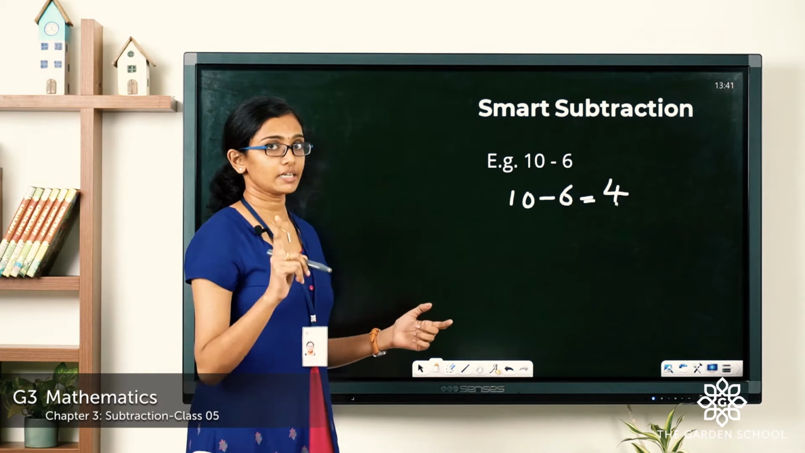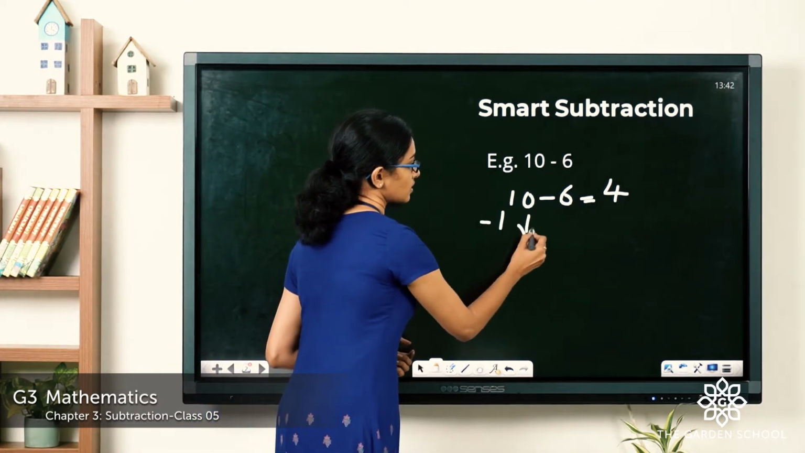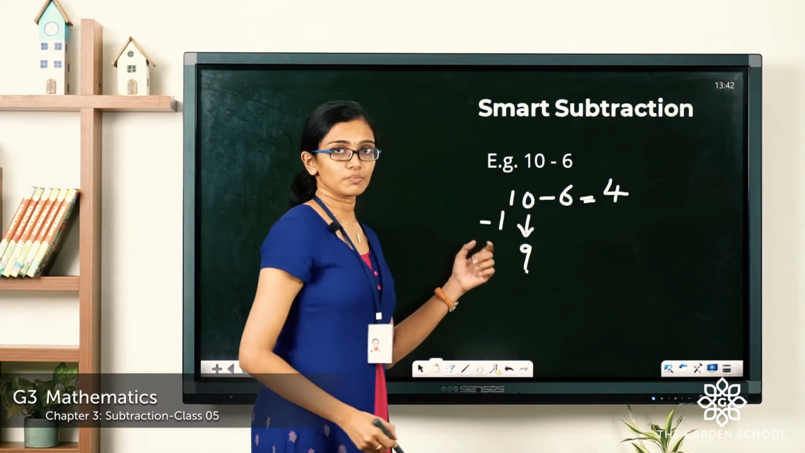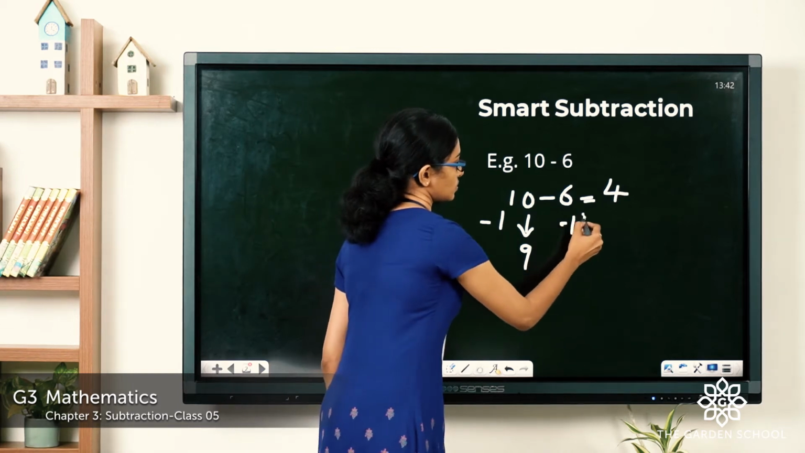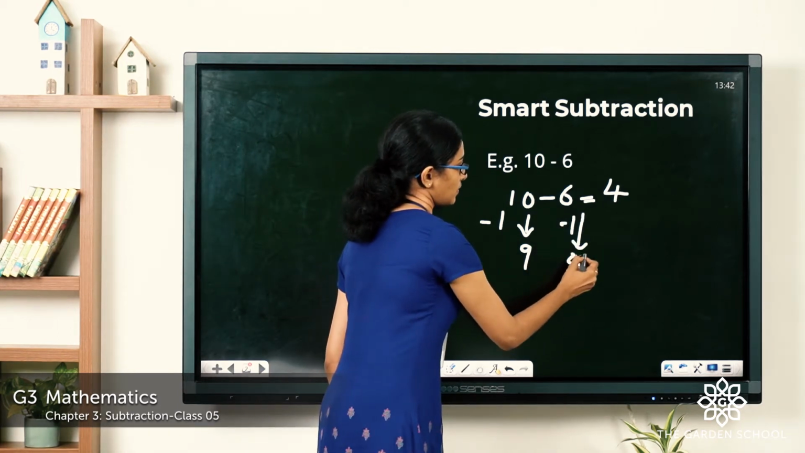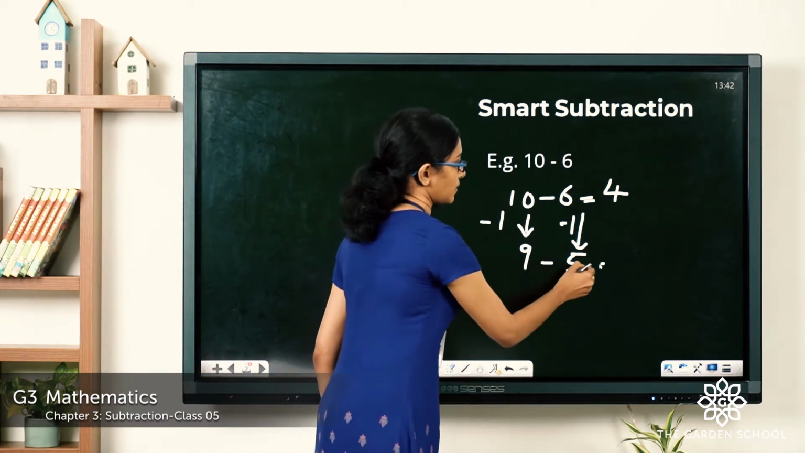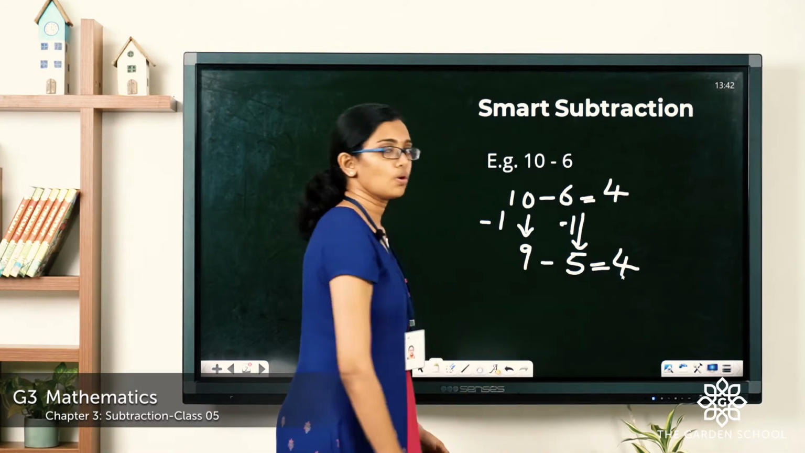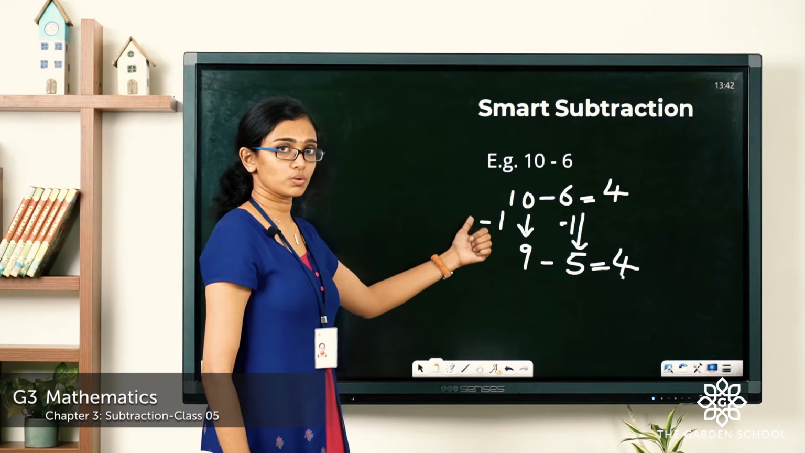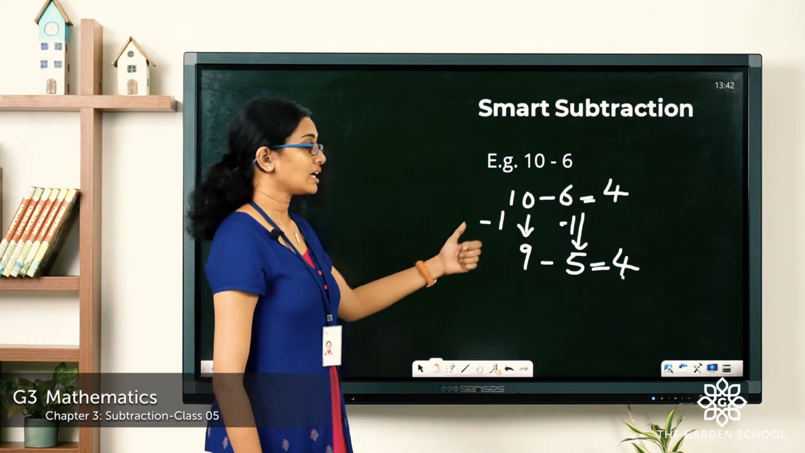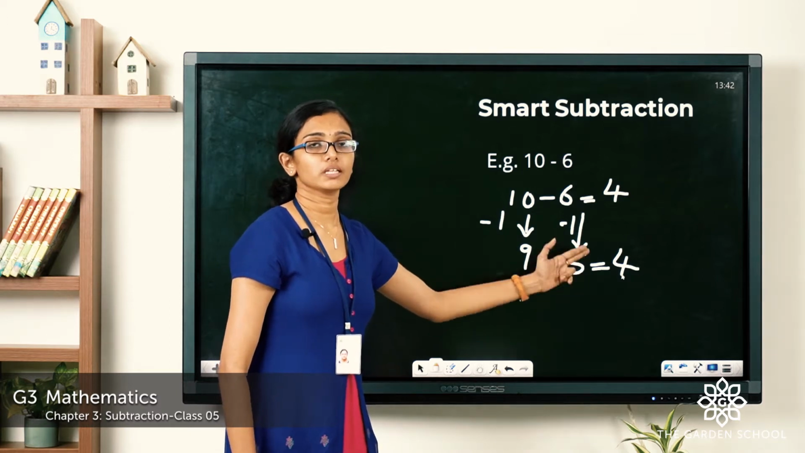Now I'm subtracting 1 from this 10. So that will make this 10, 9. I am subtracting 1 from 6 as well. So that will make this one 5. Now I am subtracting these two numbers, 9 minus 5. So it is also 4. So I subtracted 1 from both 10 and 6, both the minuend and the subtrahend. I subtracted the same number and the difference seems to remain the same.